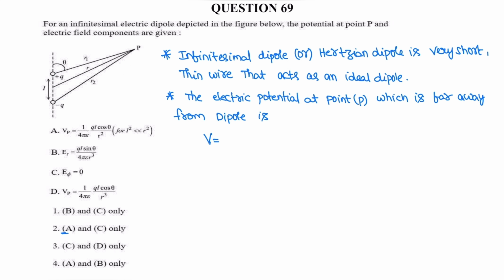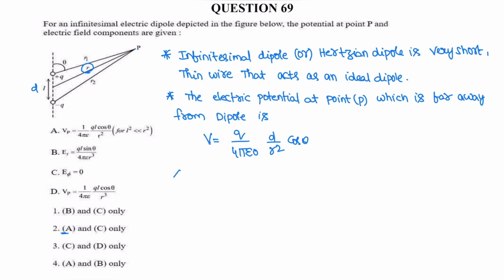Next, the infinitesimal dipole or Hertzian dipole is an ideal dipole, a very short thin wire. The electric potential at a point P which is far away from the dipole is given as potential V equal to Q by 4 pi epsilon naught, d by r square, into cos theta. Where d is the distance between the positive and negative charge, and r is the distance from the center of the infinitesimal dipole or Hertzian dipole to the point P. So this is the point P. So potential V is given as Q by 4 pi epsilon naught d by r square into cos theta.